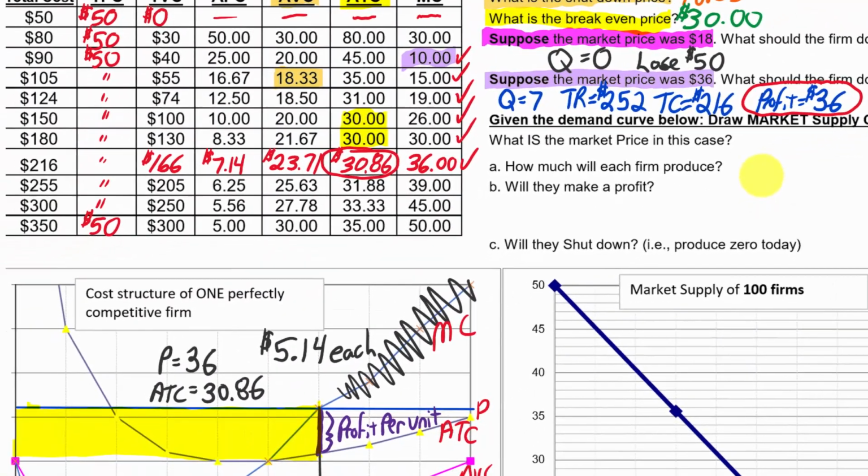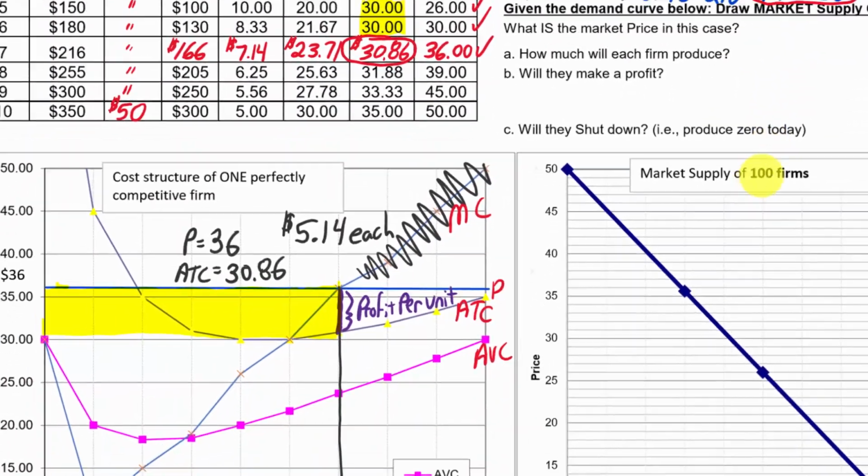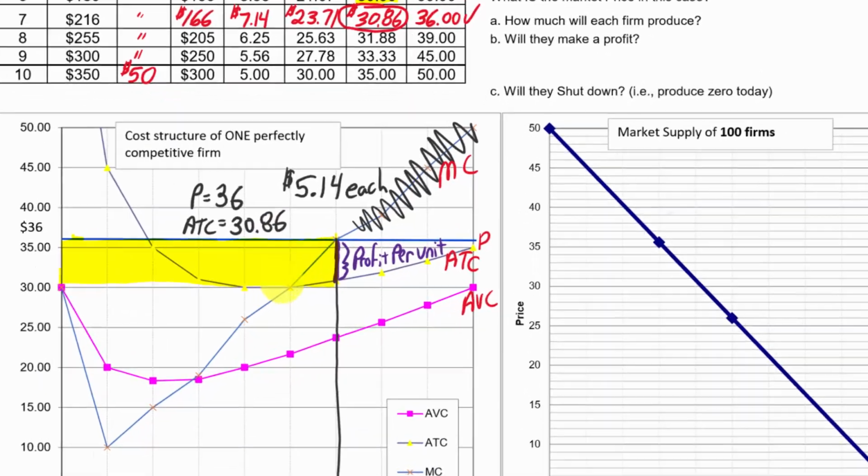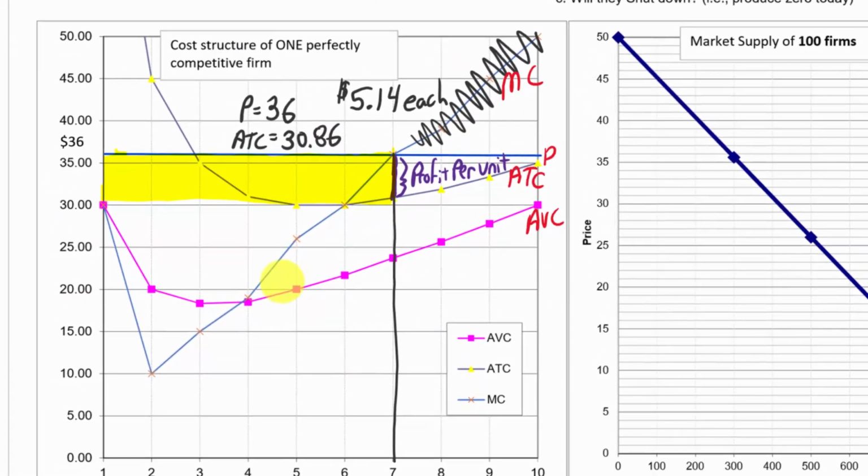So you can either think about this profit calculation as total revenue minus total costs, or how much profit per unit am I getting, which is price minus average total cost, and multiply that times how many units. Profit per unit times the number of units gives you the total profit, or a very, very close approximation if there's some rounding error. All right, this brings us to the main event.